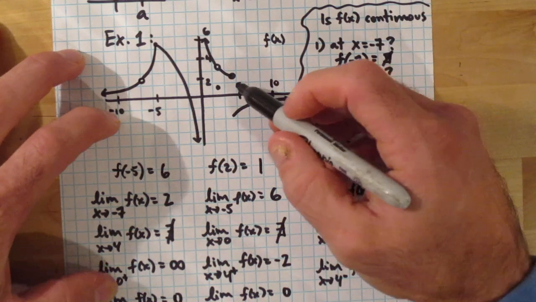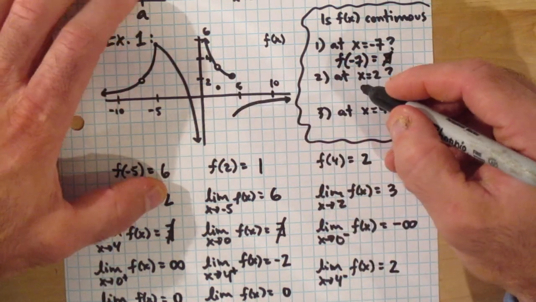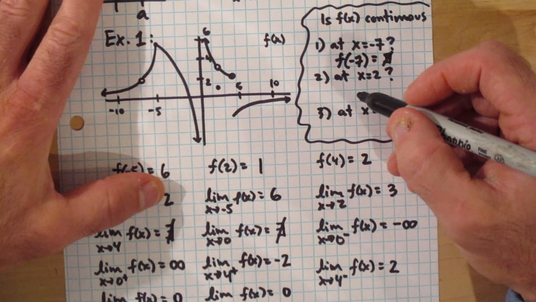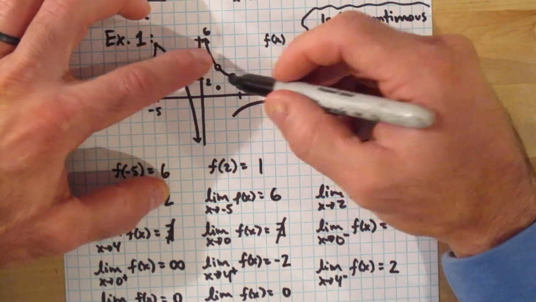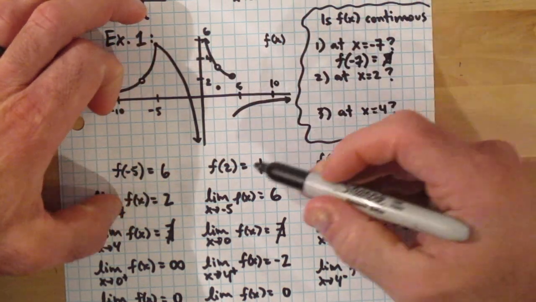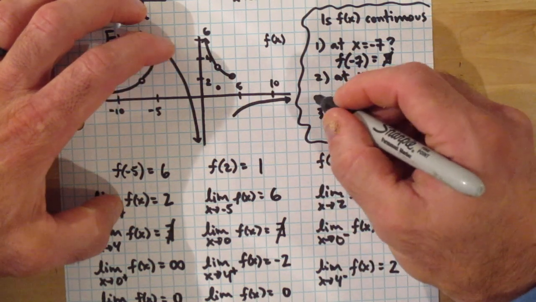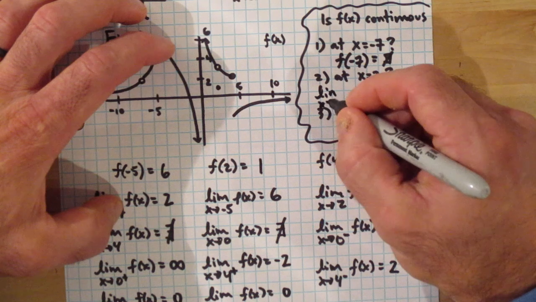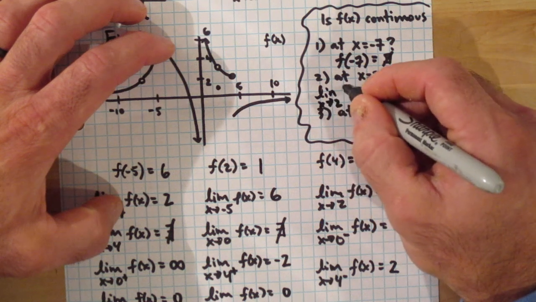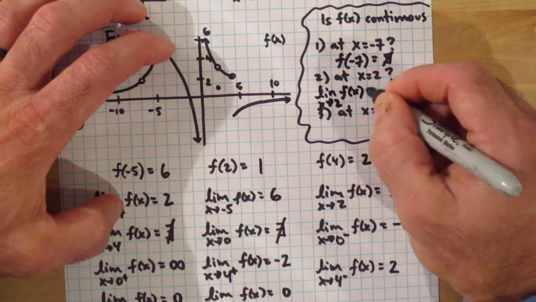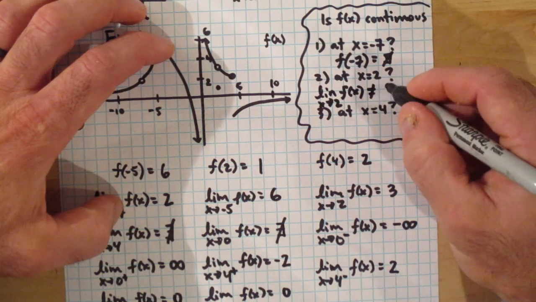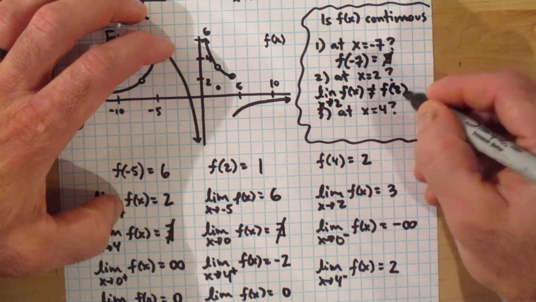At x equals 2, the first and second items are true. The limit exists. It's 3. The value exists. It's 1. However, the limit does not equal the value. Therefore, the limit as x approaches 2 of f of x does not equal f of 2.